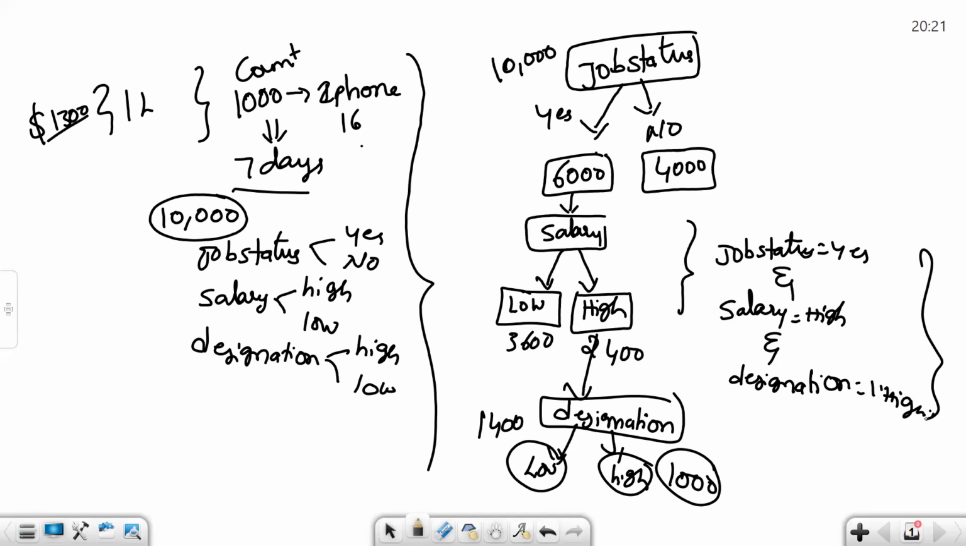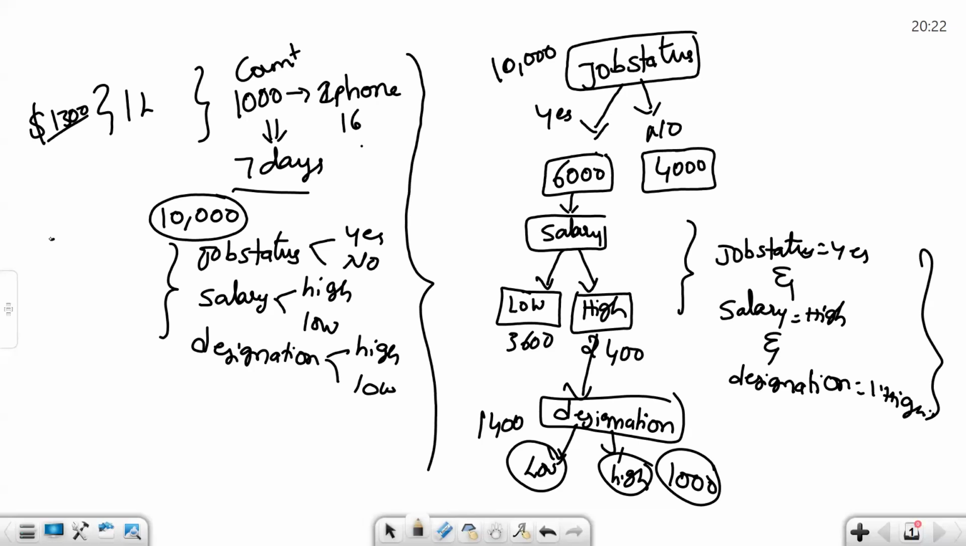But the question is, we reached the answer, so who has given these variables? These three variables, three columns we have discussed: job status. First question, who has given them? Just think logically. You would have asked, can you give me data where job status is yes or no? Give me people where salary could be high. Give me people where designation also would be high. This is a general thought.